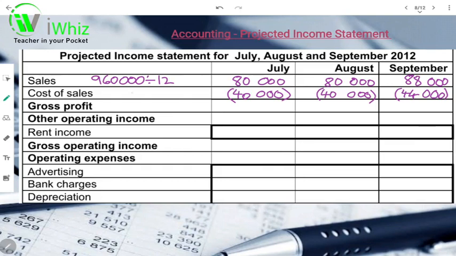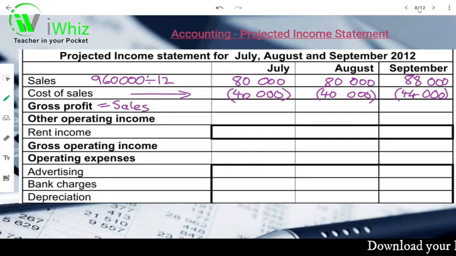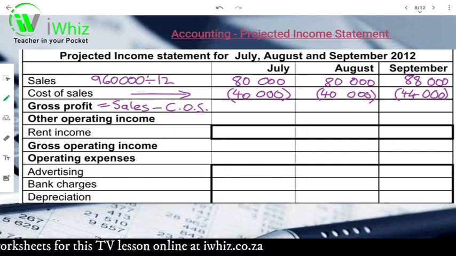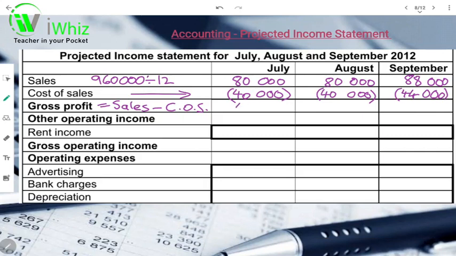Next, we look at our gross profit for each month. The reason why I've entered your cost of sales in brackets is because it's subtracted from your sales. So your gross profit is equal to sales minus cost of sales. So 80,000 rand minus 40,000 rand will give you 40,000 rand. Again, the same for August. And then for September, you should have an amount of 44,000 rand as your gross profit.